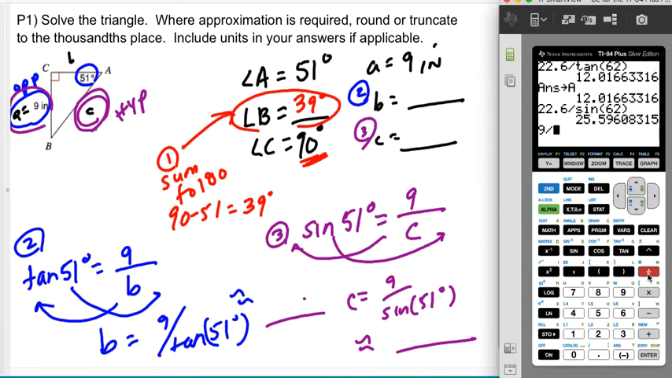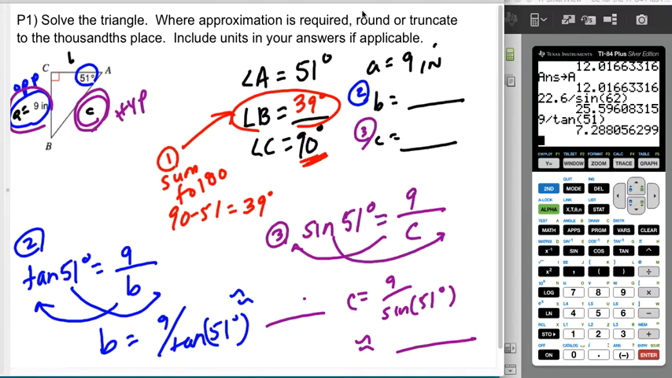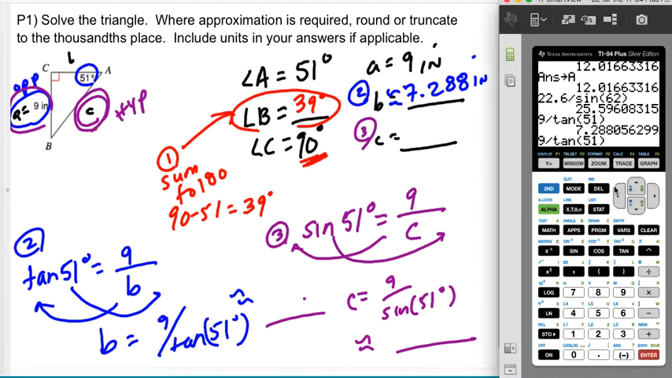So 9 divided by tangent of 51. And again, make sure you're in degree mode. So for B, I'm going to get that this is approximately 7.288 inches. And I make sure I have units because there are units in the problem. And then if I hit second enter and just change that tangent to a sine.